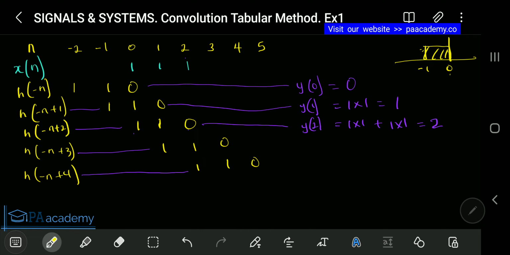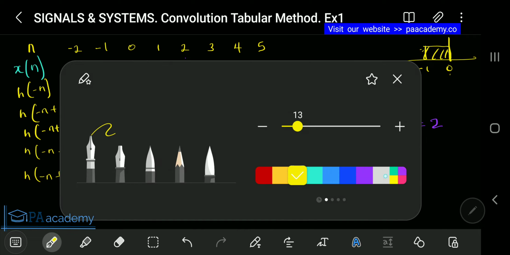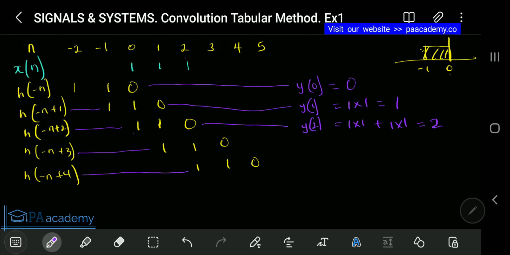So there is one here. All right, so let's go to the next line. So this is the next line. This is going to be y of 3. And for this now, let's look at it. Do we have any overlap?